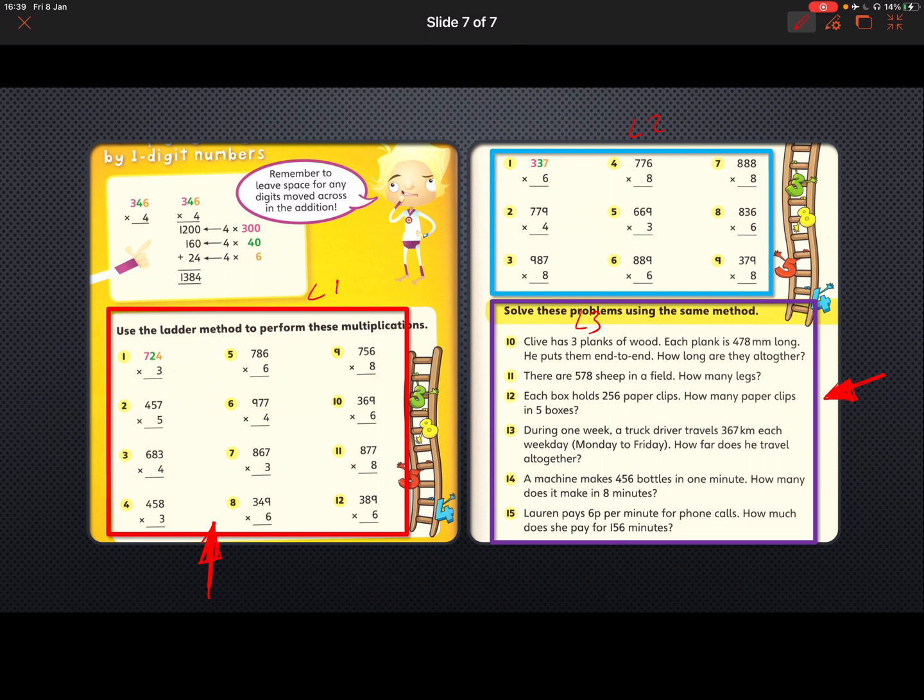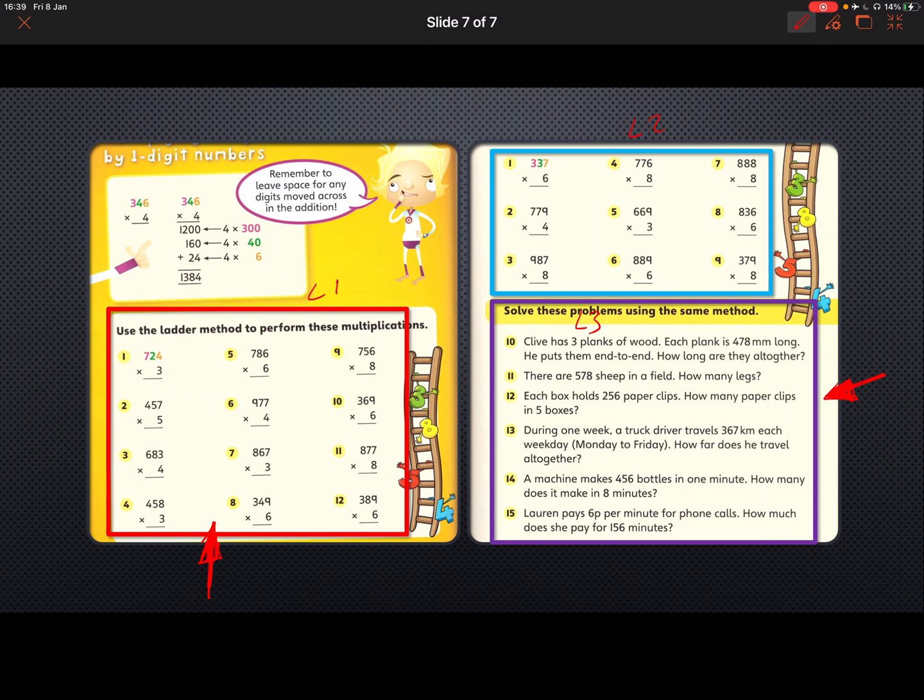Now, something which I did not remind you about last lesson, but really should have. If you have done a worded question, I would like to have a worded answer, please. So even if you've written out all of your lovely working and you found the answer, I would like you to give me an answer. I would like you to write it as a sentence. The first one says, Clive has 3 planks of wood. Each plank is 478 millimeters long. He puts them end to end. How long are they all together?